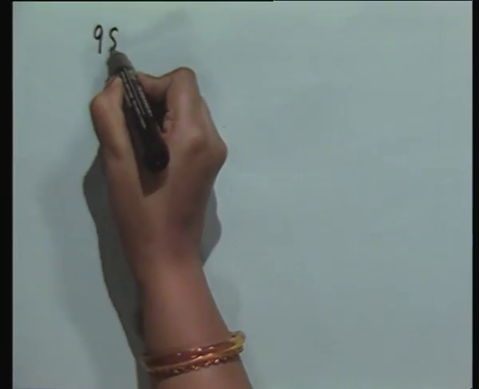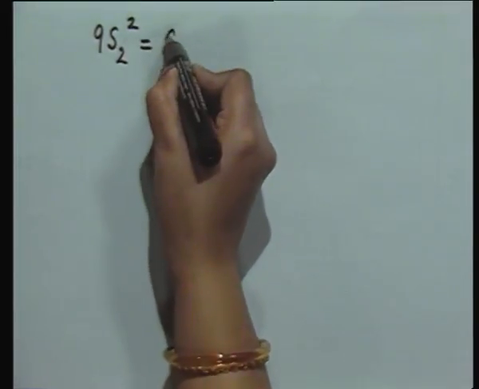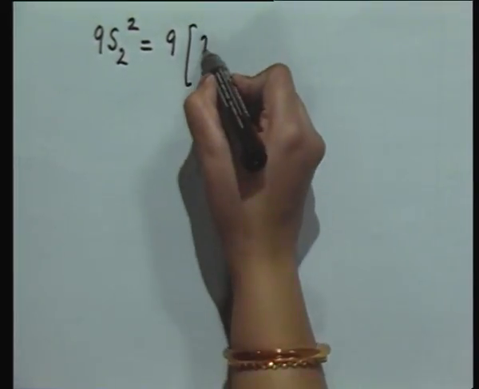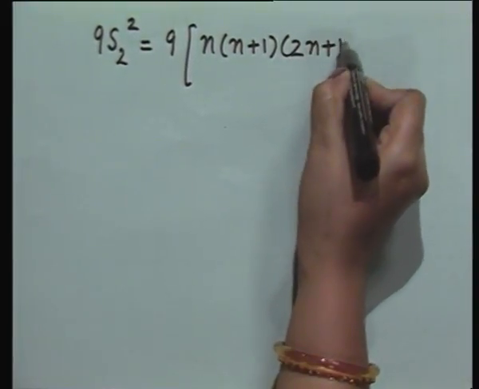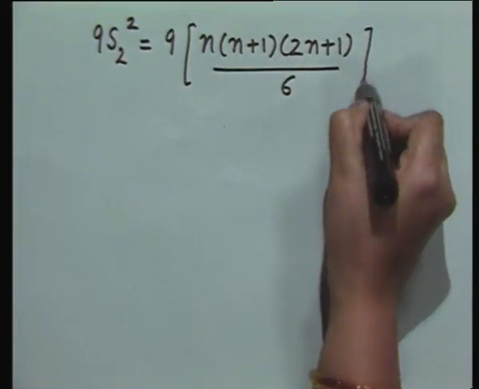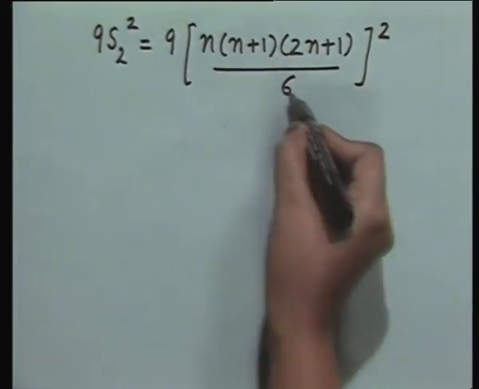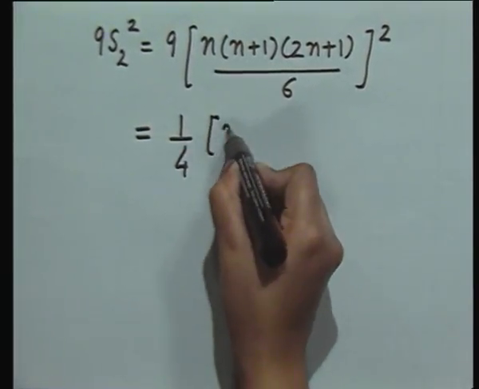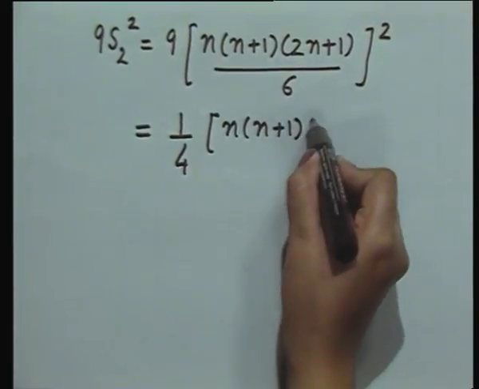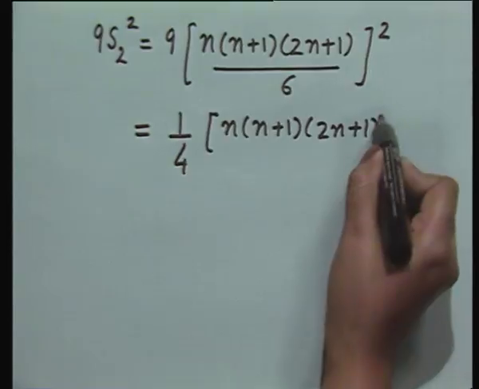What you have to do is look at the expression that we want to prove. So start with 9 times S2 square. It will be the same as writing 9 into n into n plus 1 into 2n plus 1 by 6 whole square. And that you can see is going to simplify to 1 by 4 into n into n plus 1 into 2n plus 1 whole square. Only that 9 and 36 have been simplified.